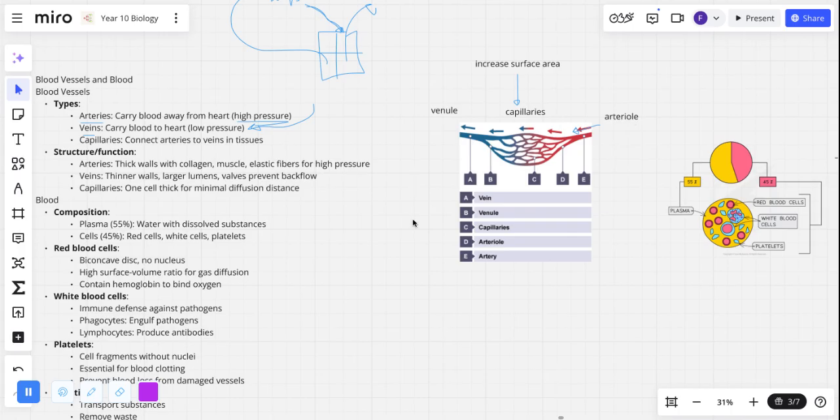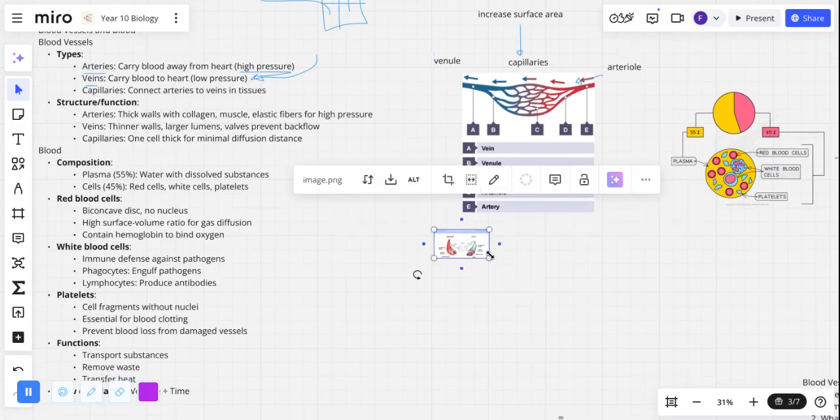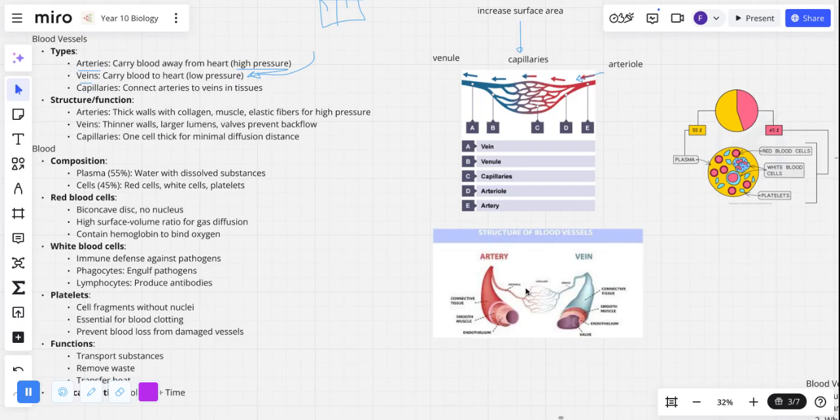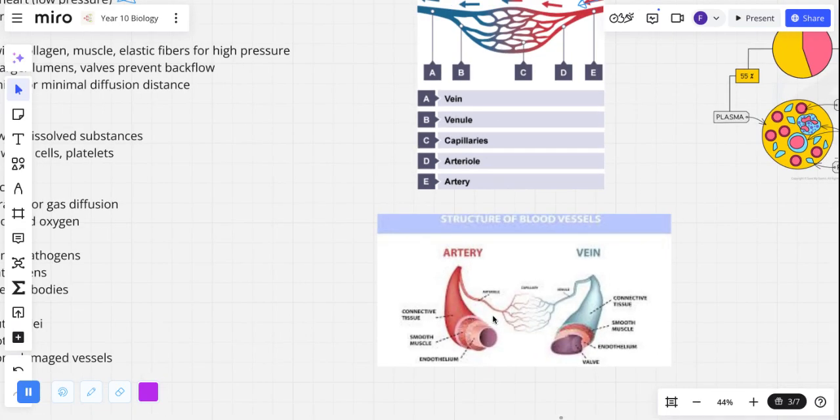Just let me get one for you, because as it's coming out of the heart, it's like a hose pipe. There's high pressure, and as you can see, it's got this endothelial layer, it's got smooth muscle, connective tissue, and it is thick, and it has to be.